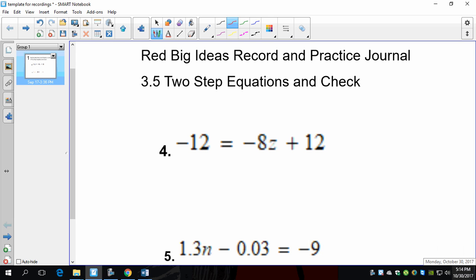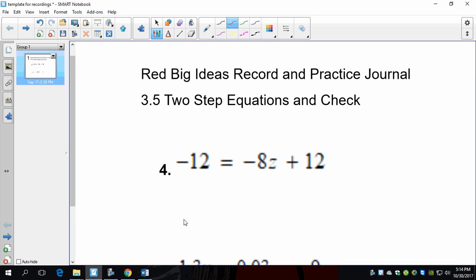Okay, we are working on the Red Big Ideas Record and Practice Journal 3.5, and we are doing two-step equations, and again, we're still trying to check our work and making sure it checks out. The first one is number 4 on your Record and Practice Journal. It's negative 12 equals negative 8z plus 12.